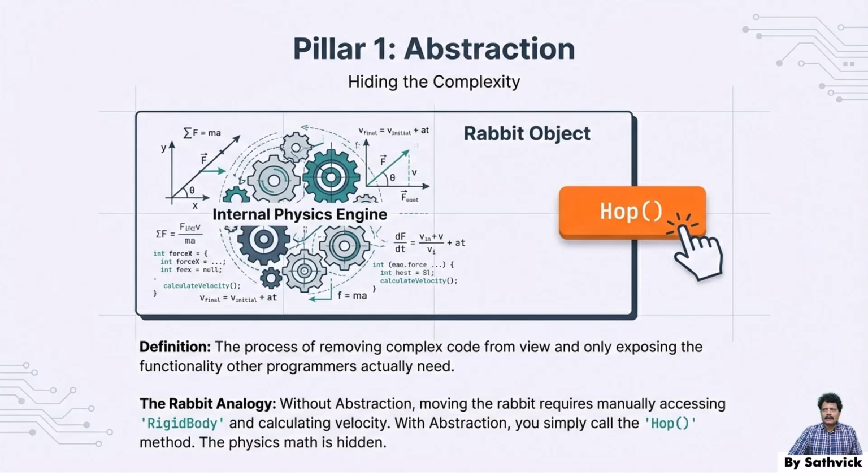Without the hop method, if a programmer wanted the rabbit to move, they would have to write code that would assess its rigid body and set its velocity, hop height, and so on. With the hop method, all of these aspects are abstracted away, allowing the programmer to focus on when the rabbit should hop rather than how.